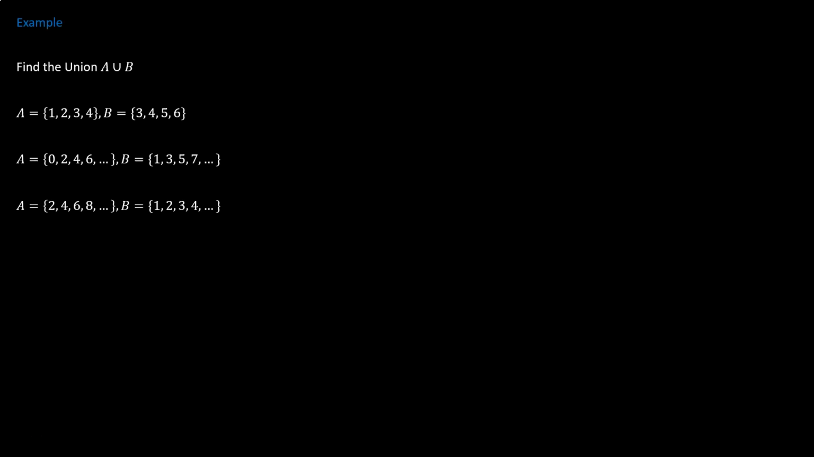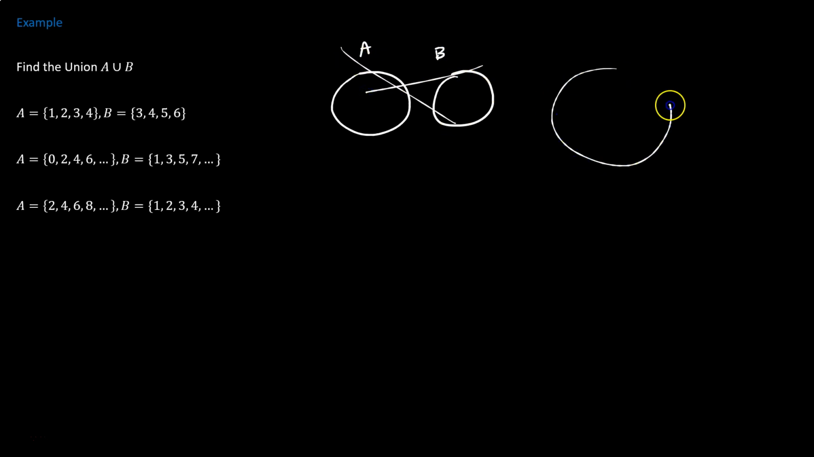Let's do some examples here to help get familiar with set unions, intersections, difference, etc. So we're given two sets, A and B, and we want the union. Maybe we draw a diagram to help us. And it's a good idea not to start your diagram off assuming that they're separate. Instead, start with two very large circles that overlap and fill things in as you see them.